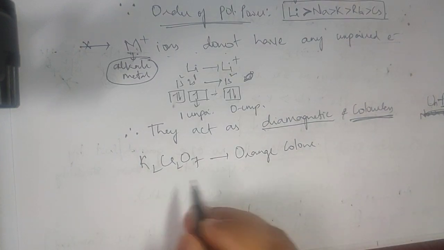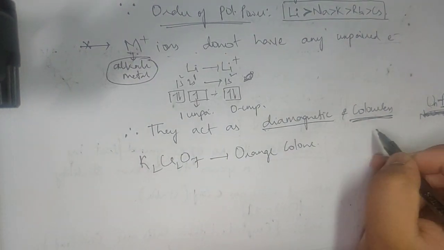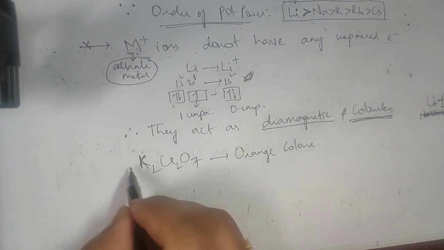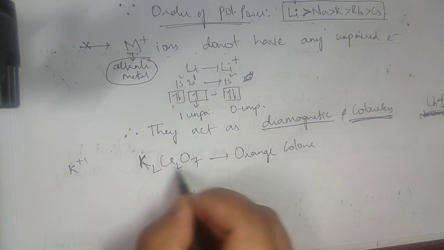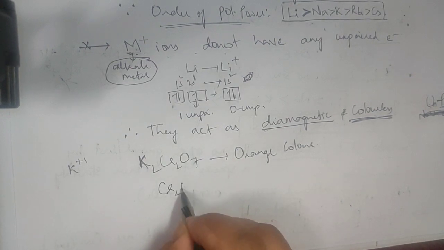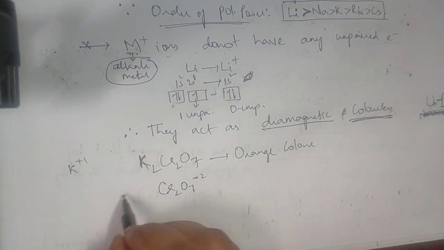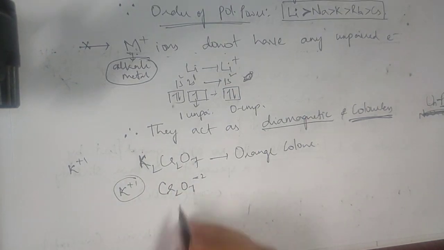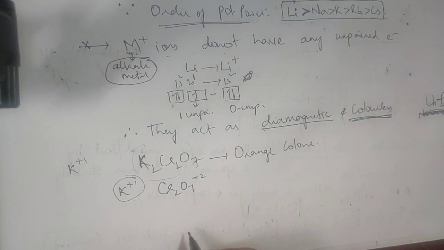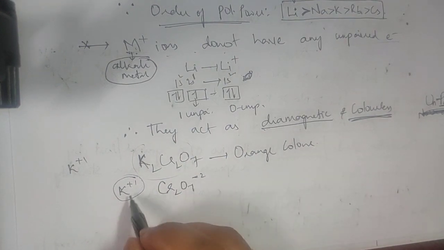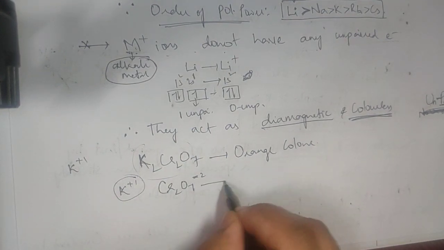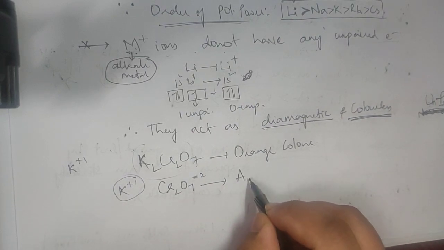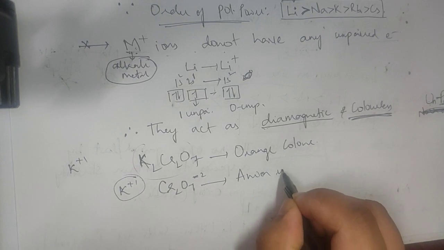Just now I said that these ions should be colorless. In this case, potassium is in what oxidation state? K plus 1, and this one is Cr2O7 minus 2. K plus 1 is colorless as already said, but still this compound is colored. How? It is colored not because of K plus 1, it is colored because of Cr2O7 minus. The anion is colored.